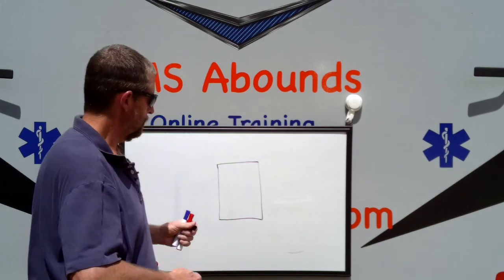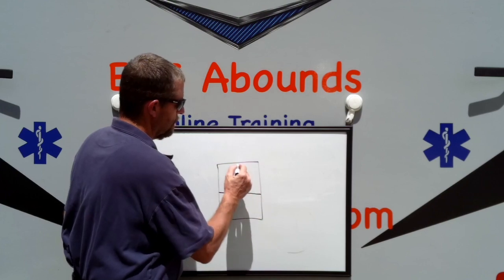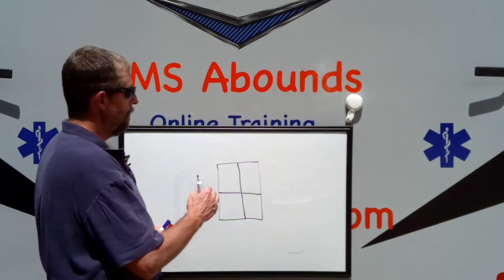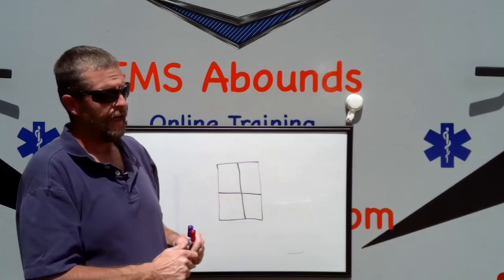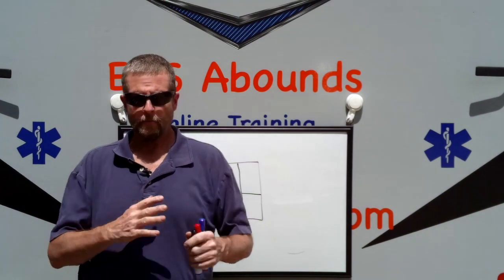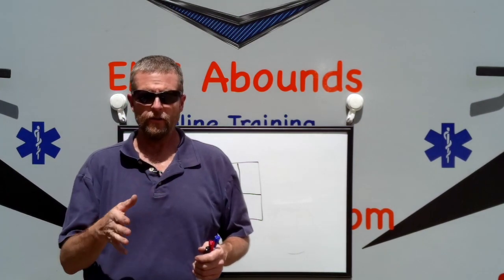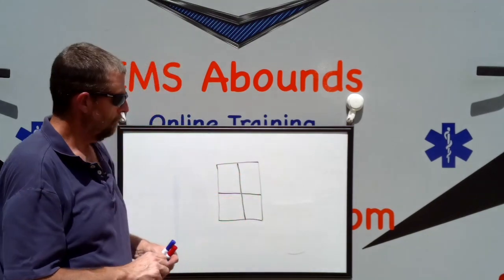Now, we have one heart, which is divided into 4 chambers. We have an upper half and a lower half. We also have a left half and a right half. And when you're thinking left and right, remember it's my left and my right as you're looking at me, not your left and right. So my left, my right.